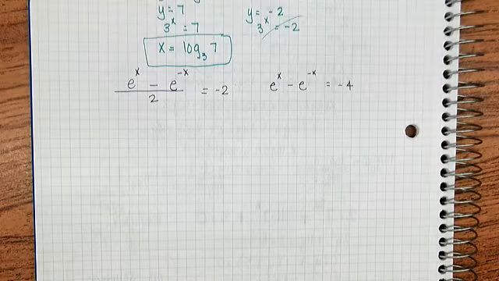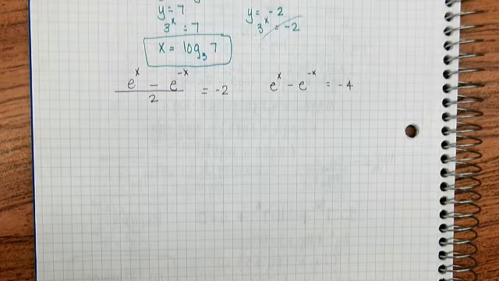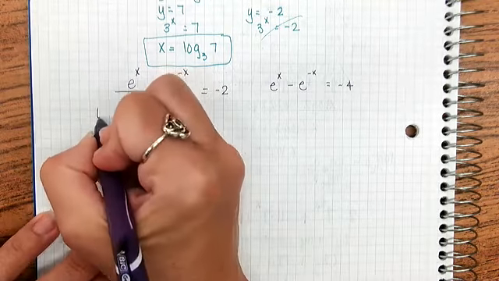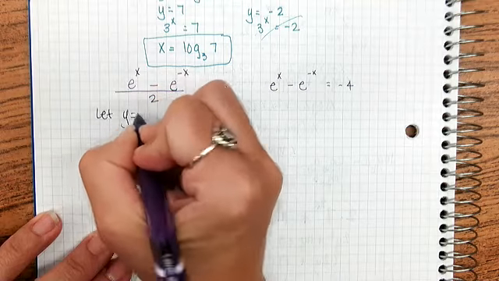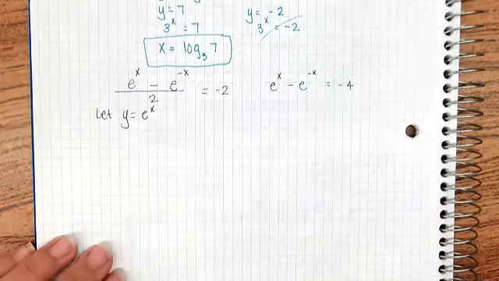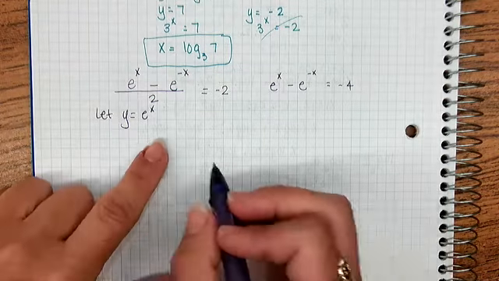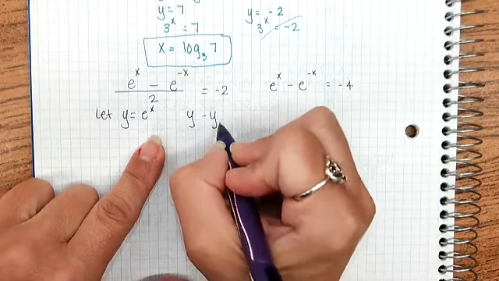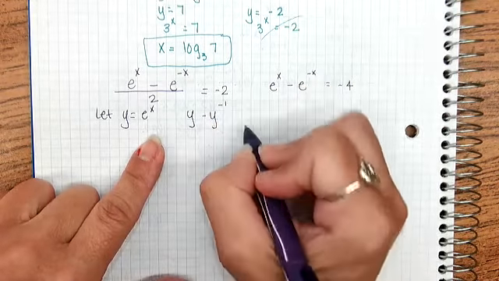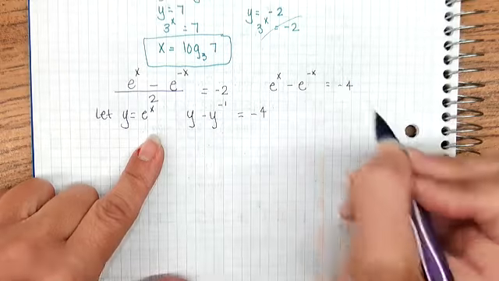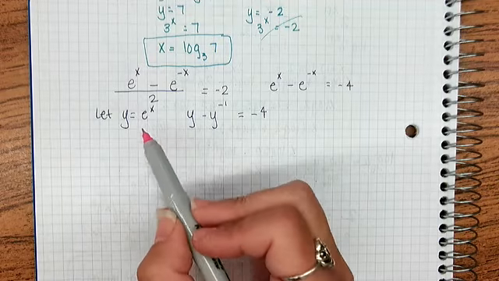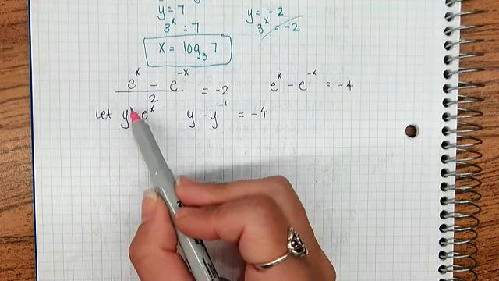Okay, so by now, hopefully you're thinking I'm going to do a substitution. So I'm going to say y equals e to the x. So this is going to be y minus y to the negative 1 equals negative 4. E to the negative x is the same thing as y to the negative 1.